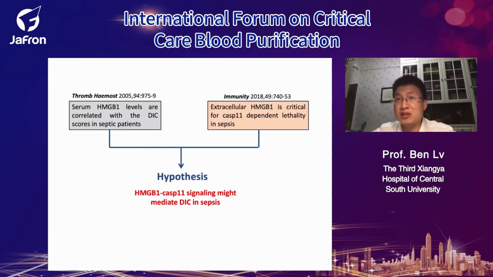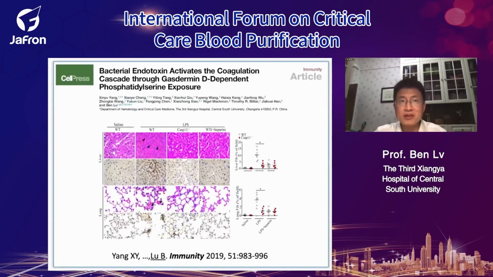This is a mystery. We don't know how sepsis causes DIC. We only know that tissue factor is important, but we don't know what activates tissue factor causing DIC. Is gasdermin D a substrate of caspase-11? Yes. We spent 2 years proving this hypothesis. We published a paper in Immunity, and the title is "Bacterial Endotoxin Activates the Coagulation Cascade Through Gasdermin D," the substrate of caspase-11, leading to the lethal host response.